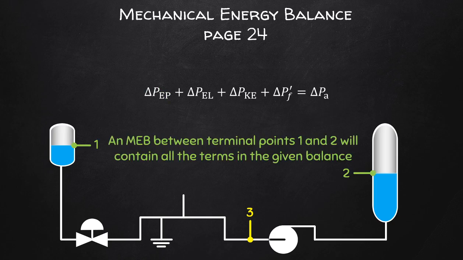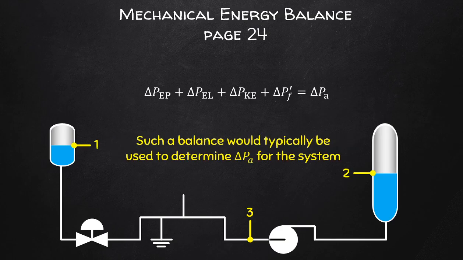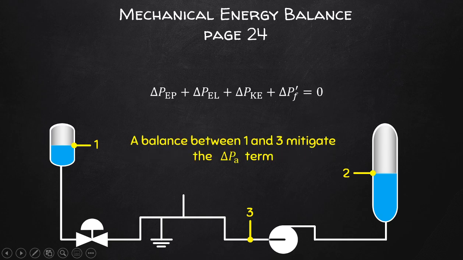The mechanical energy balance taken between these two terminal points would contain all the terms in the mechanical energy balance, and such a balance would be used for the determination of energy required by a fluid mover to obtain the desired flow. So we would want to know all the frictional losses across this pipe, the kinetic energy differences, elevation, and endpoint differences, and using this information, we would then specify a pump and say this pump should be used in this particular application. All right.